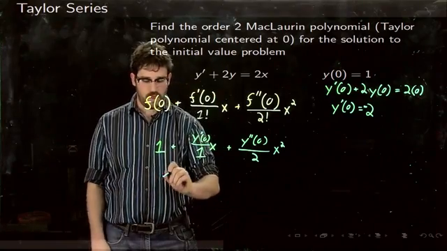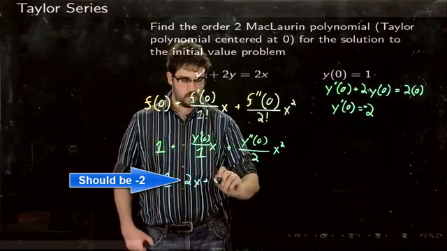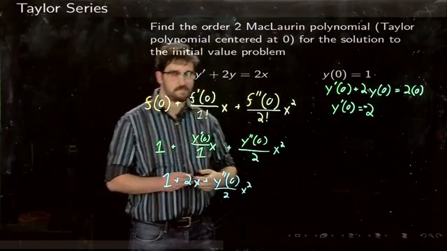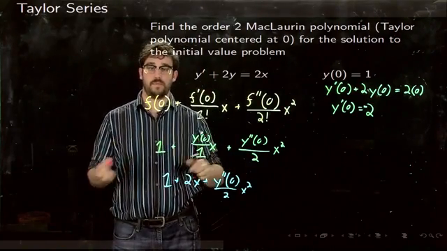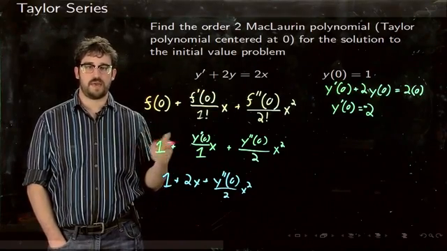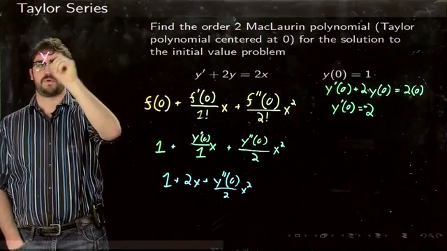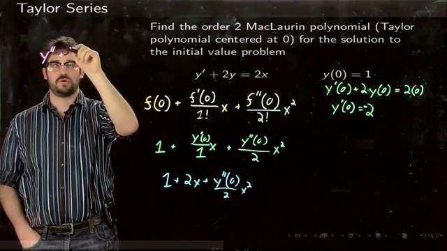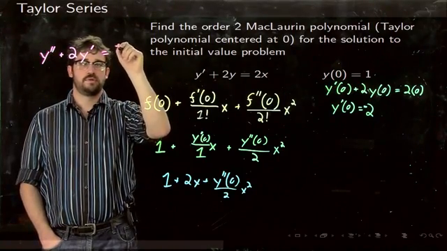We have 1 plus 2x plus y double prime of 0 over 2 x squared. So we just have this last part to solve. Now, we know this is our differential equation, so let's take one more derivative. If we take the derivative with respect to x, what do we get with implicit differentiation? We get a y double prime here plus a 2y prime is equal to 2.